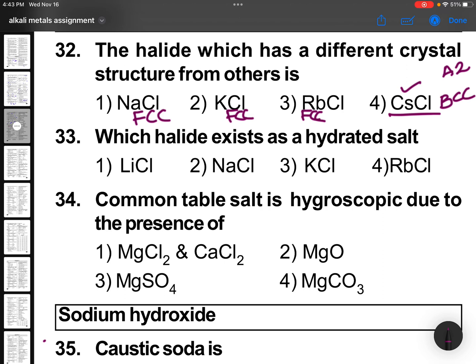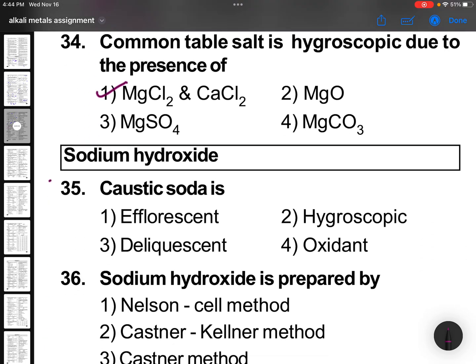Which halide exists as a hydrated salt? Hydrated salt credit always goes to lithium chloride. It is only possible for lithium chloride, not for sodium chloride, potassium chloride, or rubidium chloride. We will discuss this in the anomalous behavior of lithium. Common table salt is hygroscopic due to the presence of impurities. The impurities are MgCl2 and CaCl2.